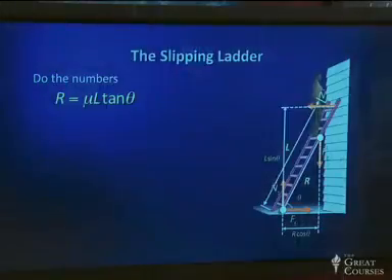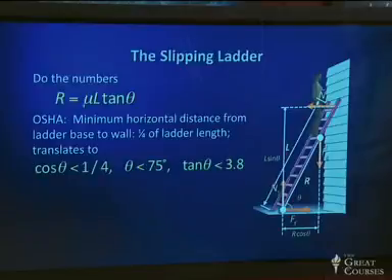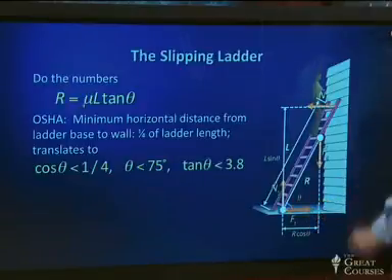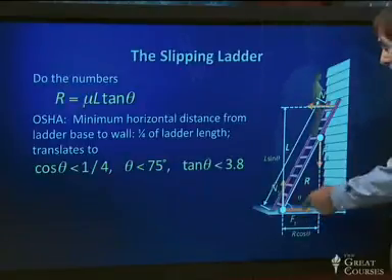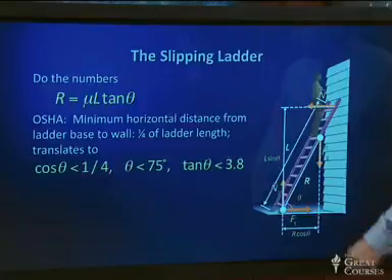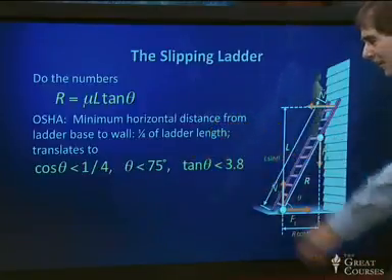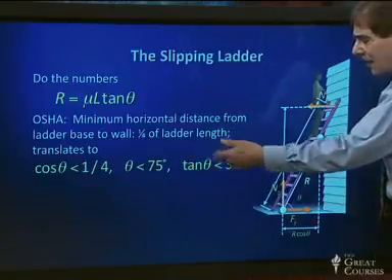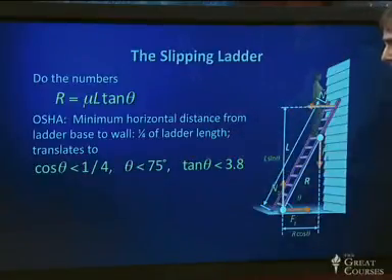So r was mu L times the tangent of the angle theta. It turns out that the Occupational Safety and Health Administration says the minimum distance you should put a ladder base from the wall is 1/4 of the ladder length. That translates into a value for cosine theta. It says cosine theta should be less than 1/4. That makes theta less than about 75 degrees. It makes tangent of theta less than about 3.8.